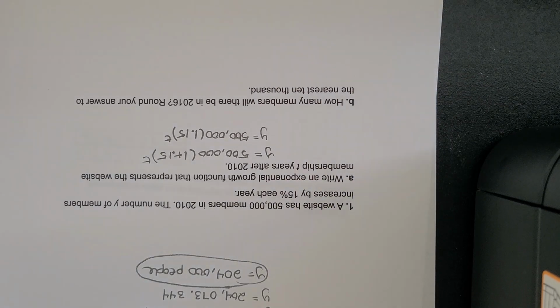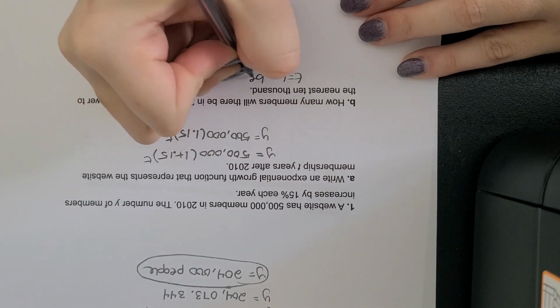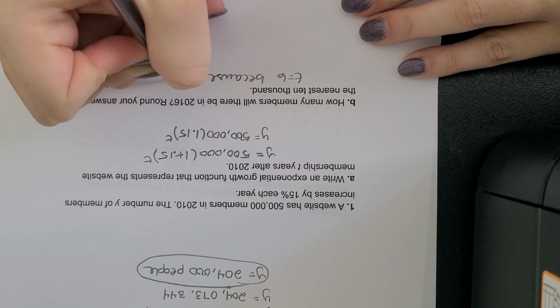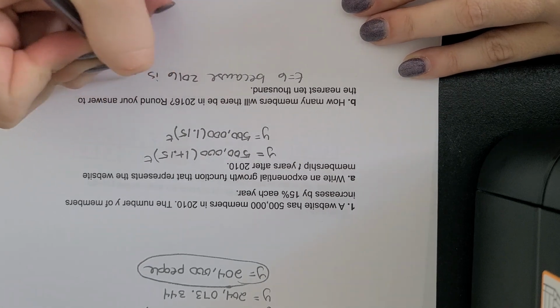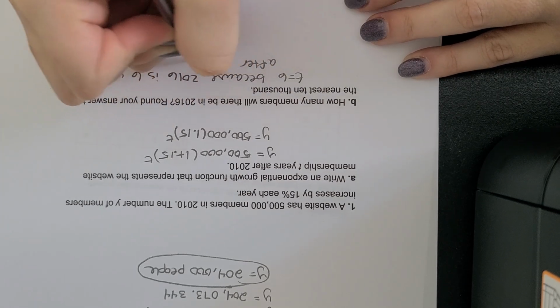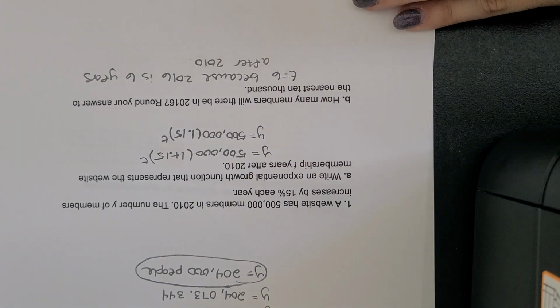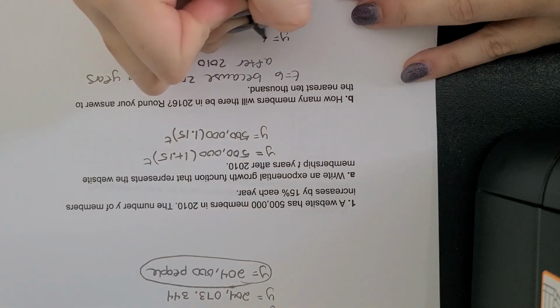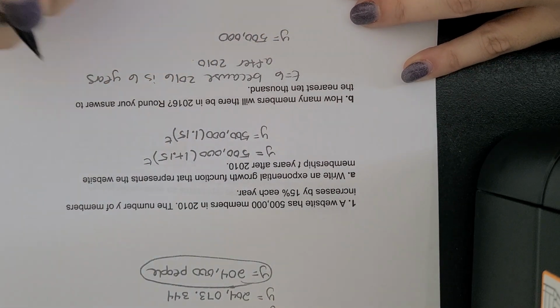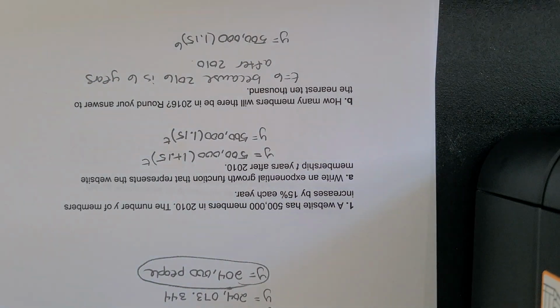Now for part B, we want to know how many members will there be in 2016. Okay, so let's figure out what T is. In this case, T is going to be 6 because 2016 is 6 years after 2010. So 500,000 times 1.15 to the power of 6.